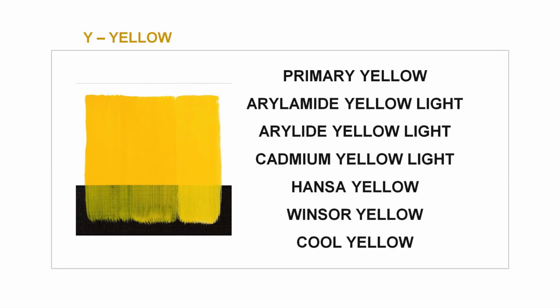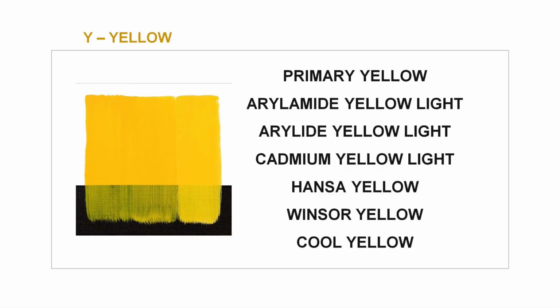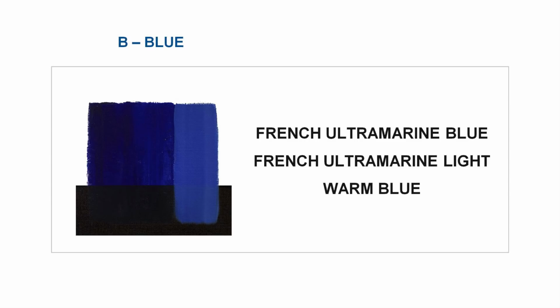For the RYB system, red: crimson red, naphthol red, cadmium red deep, cool red. For yellow, it's the same as the CMY system, so I won't repeat it. And blue: French ultramarine blue, French ultramarine light, and warm blue.